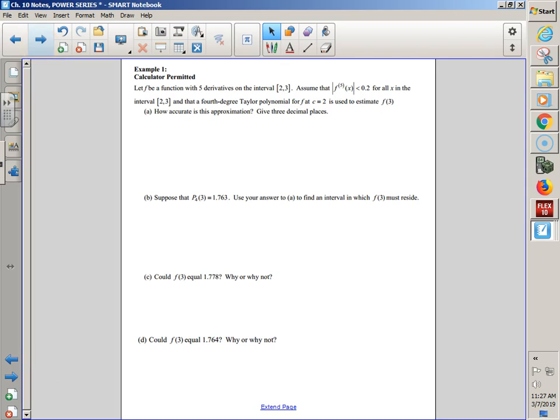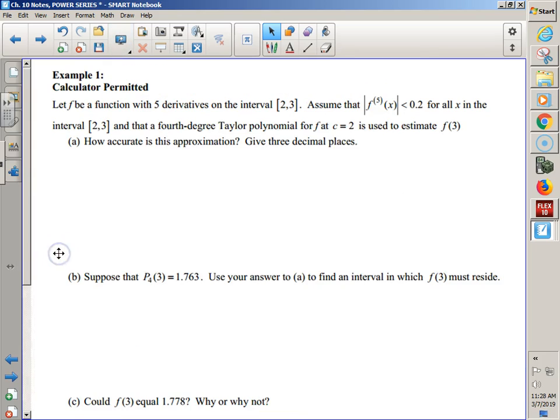So, I want you guys to, not the entire thing, let's just do A. Ponder A. Let f be a function with 5 derivatives on the interval 2 to 3, assuming that the 5th derivative of x is less than 0.2 for all x in the interval 2 to 3, and that a 4th degree Taylor polynomial. Wait, why are they giving me a 5th derivative if they say a 4th degree Taylor polynomial?